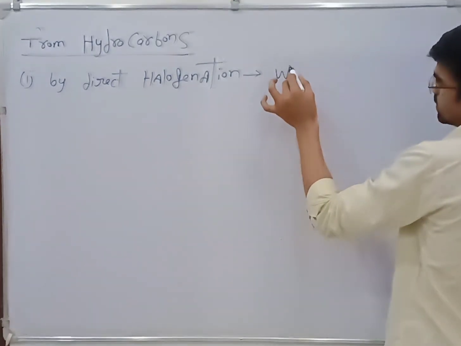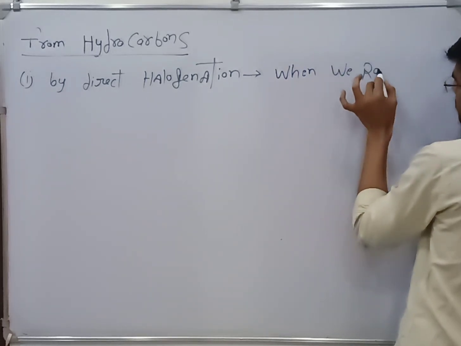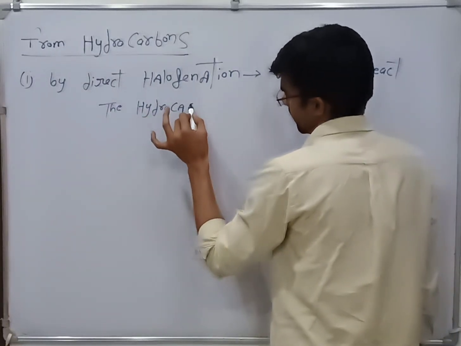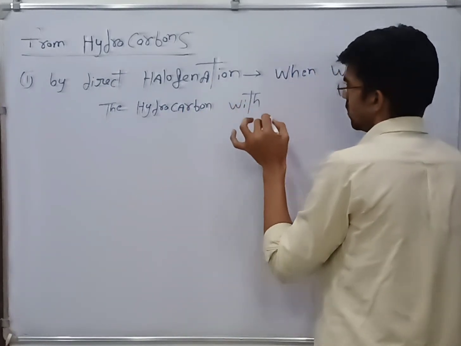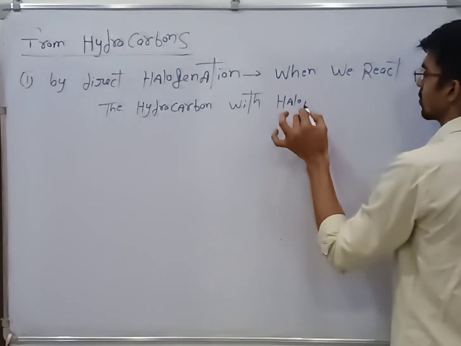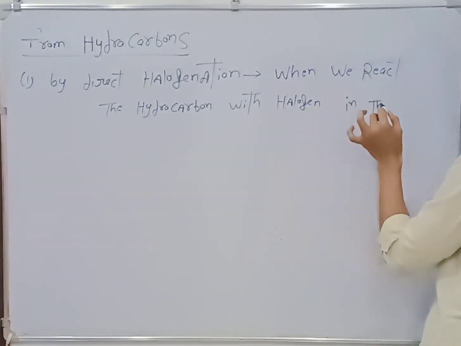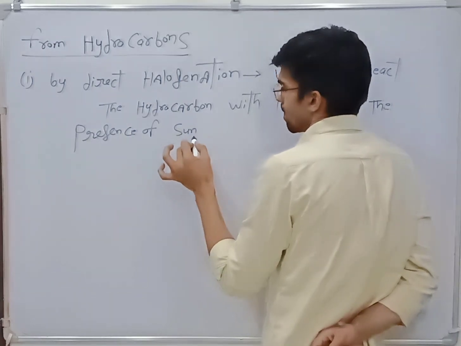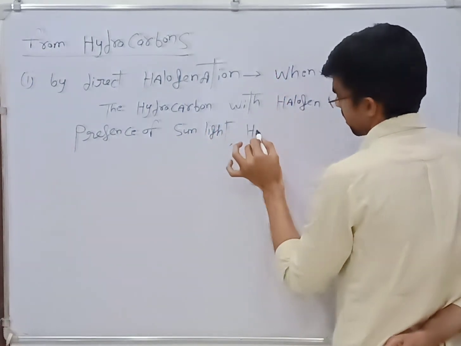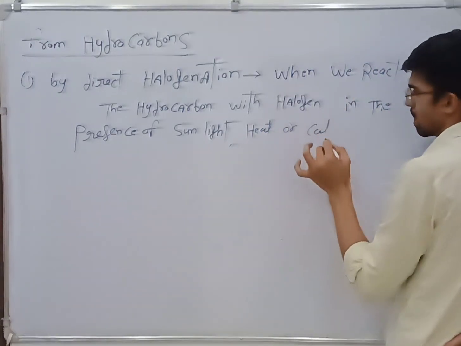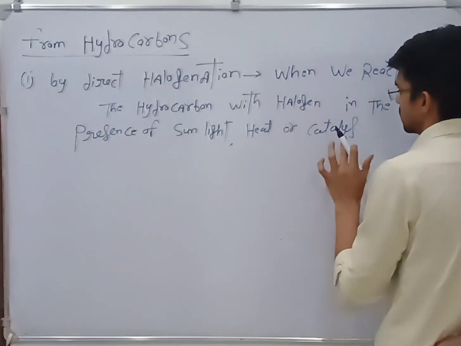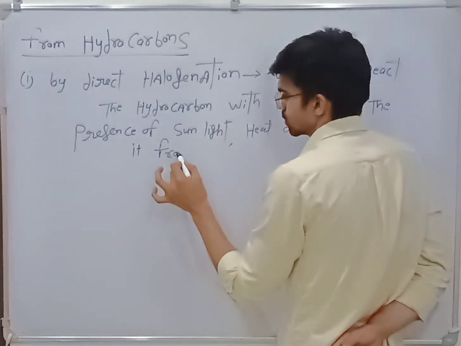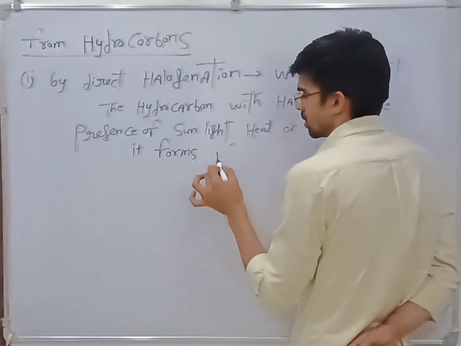Okay. So when we react the hydrocarbon with halogen in the presence of sunlight, heat, or catalyst, it forms haloalkane.